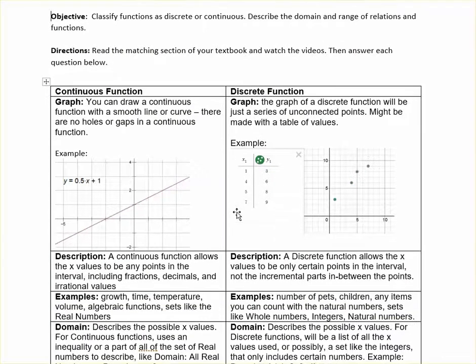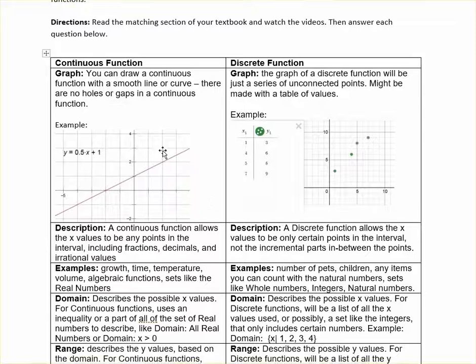Some of these things you've already learned about, but there's a nice graph table here that has a summary of continuous functions and discrete functions. A continuous function, when you graph it, you can draw a straight line or a curve. It doesn't have to be a straight line, and there are no holes or gaps. You should be able to just make one motion with your pencil or pen, and there you can see there's no gaps. This is a linear function. Lines are always functions unless they are vertical lines. Vertical lines are not functions.